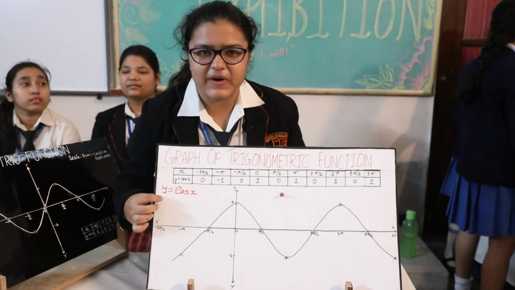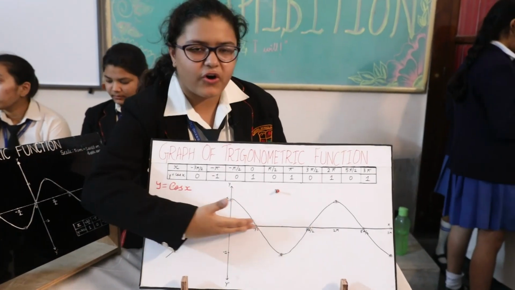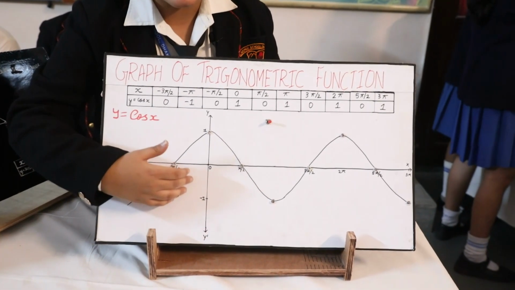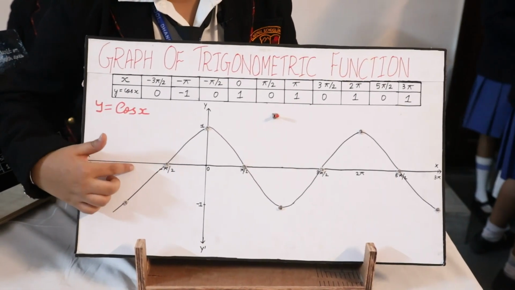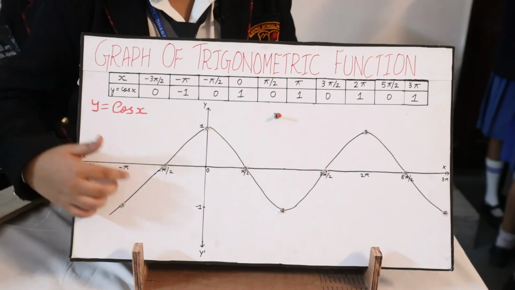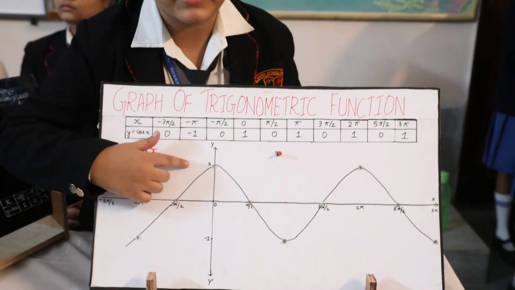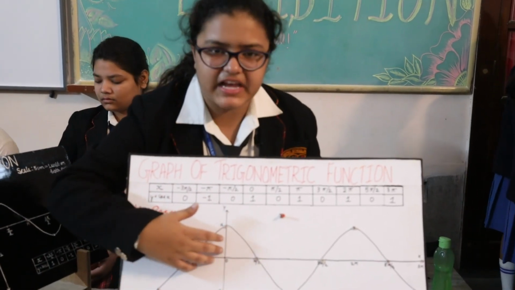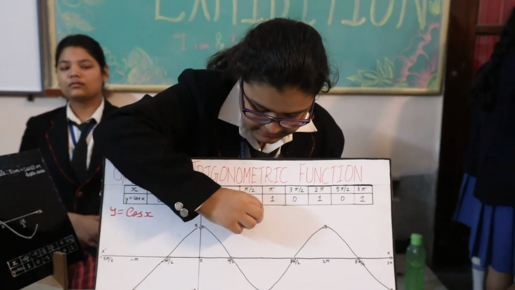Good morning. This is a y is equal to cos x graph. The horizontal line represents the x-axis. The vertical line represents the y-axis. Y is equal to cos x is a smooth continuous curve. The range is from -1 to +1. All the points are highlighted with the help of lights.